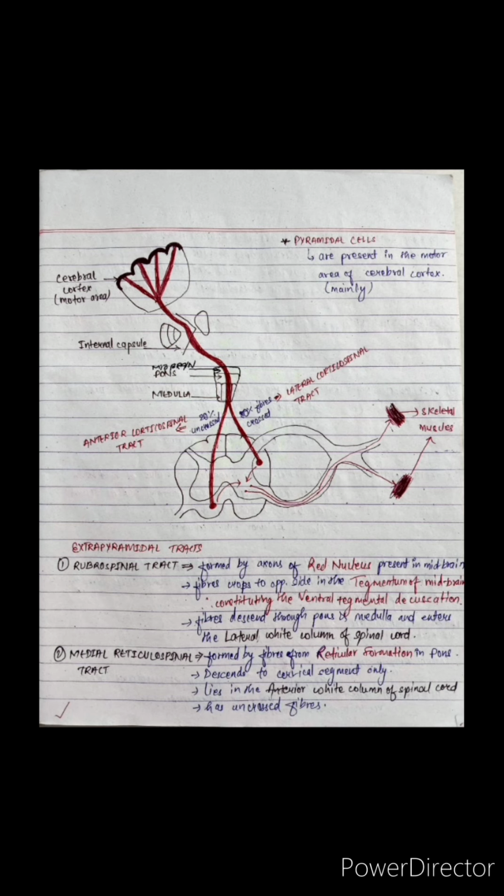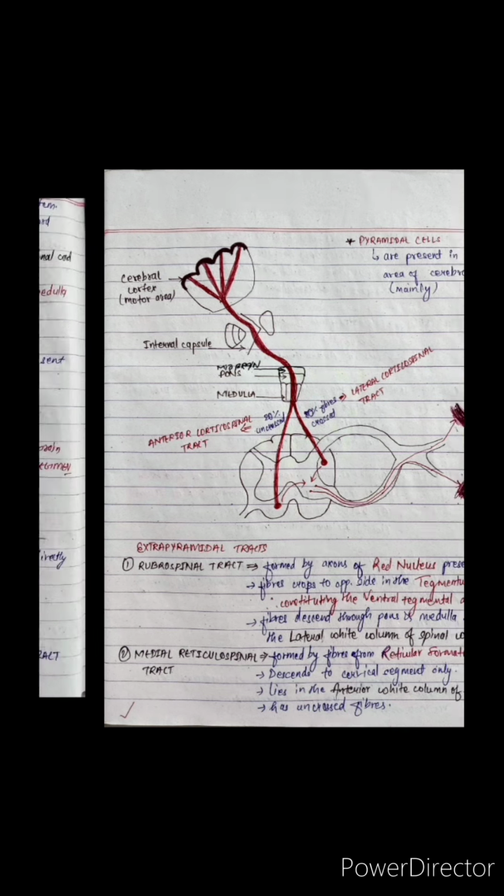Number 2. Medial reticulospinal tract. It is formed by fibers from the reticular formation in the pons, descends to the cervical segment only, lies in the anterior white column of the spinal cord and has uncrossed fibers. Number 3. Lateral reticulospinal tract. It originates from the reticular formation in the brainstem, descends up to the thoracic segment of the spinal cord, has both crossed and uncrossed fibers. It lies in the anterolateral white column of the spinal cord.